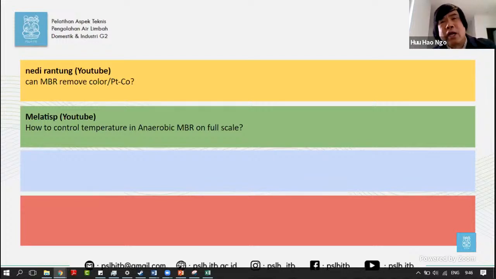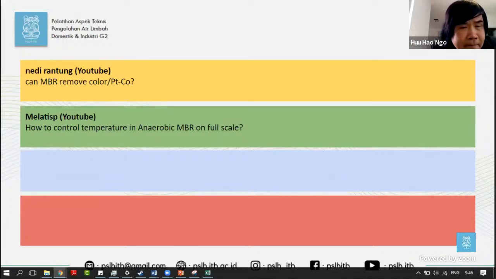For the true colors, normally the color means colloidal matter in some way, or the soluble, mainly the soluble, I mean like the solids. So then with the membrane, another option you can use is nanofiltration, for example, then the color will be removed well.